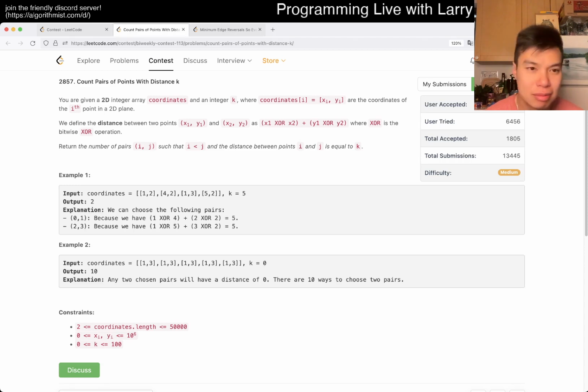Okay. The distance is an XOR distance? That's weird. N is 50,000, so you can't do any n square. Number of pairs such that i is less than j. That's fine. And the distance is equal to k. Equal makes it a little bit easier, right?